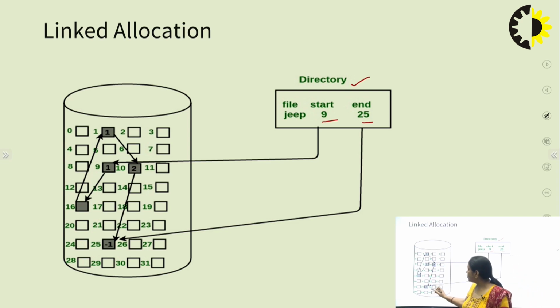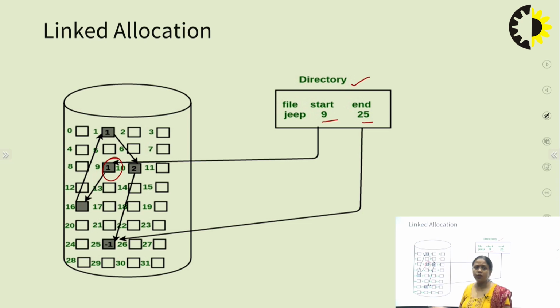This is the 9th block, and the 9th block will have a pointer to another block, because this is a non-contiguous memory allocation, so it can be stored anywhere. That's why it will have a pointer. You can see here the 9th block will have a pointer to the 16th block. So the other part of file G is stored in the 16th block, and then again the 16th block will have another pointer.